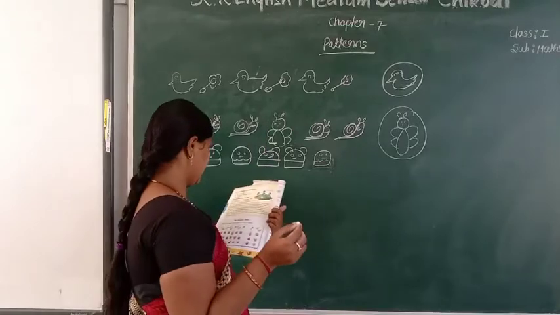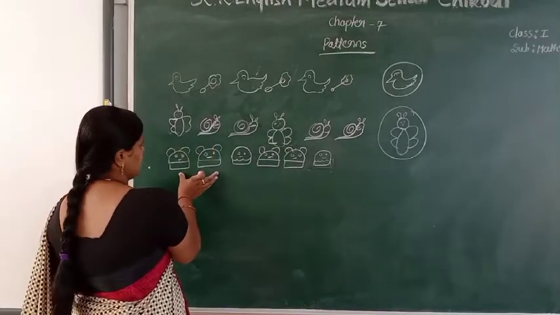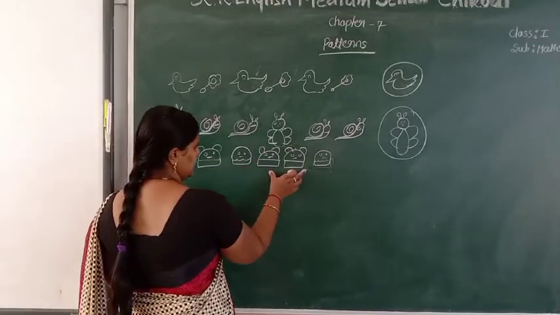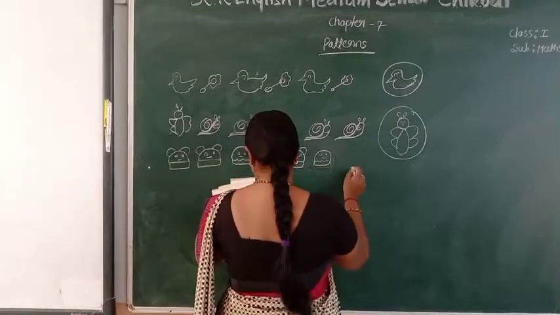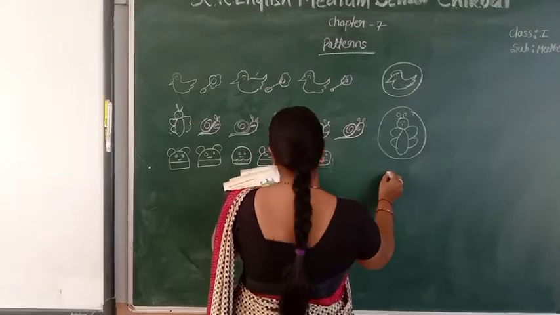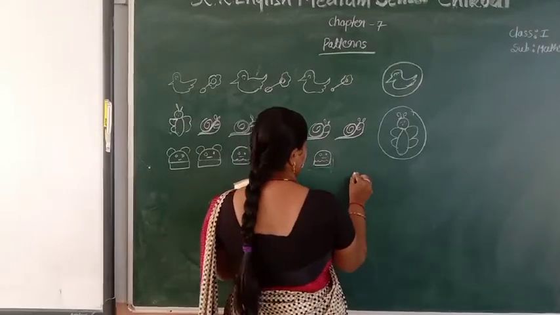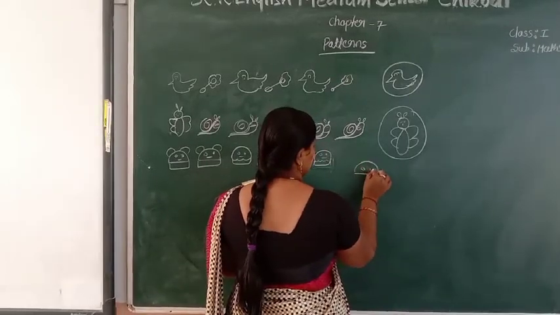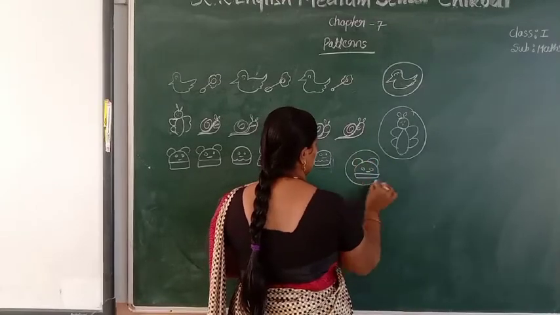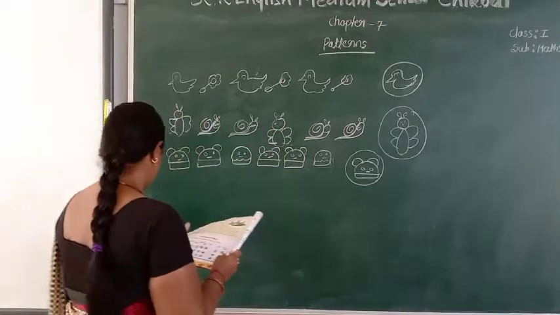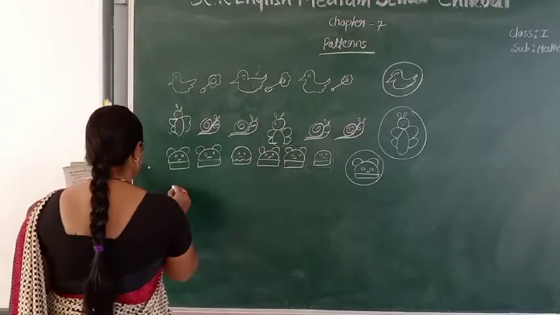After this, which diagram will come? These two are same and this one is different. Again these two same and this is different. So next one will come this diagram. So you have to draw here. Next one diagram, which one will come? Just circle this. Next, last one.